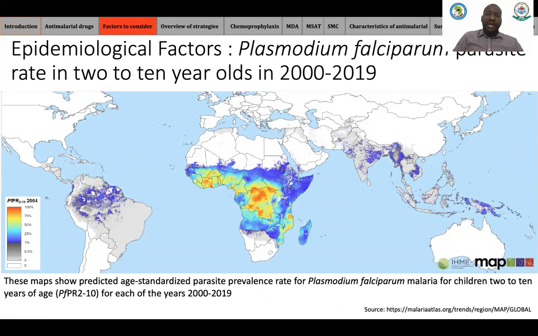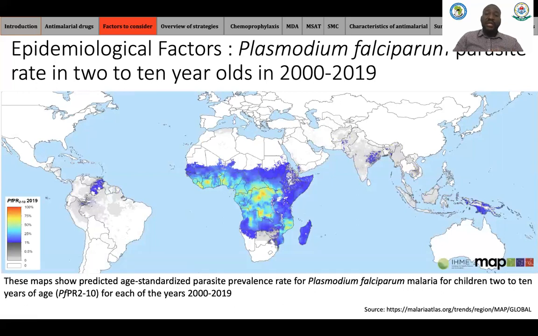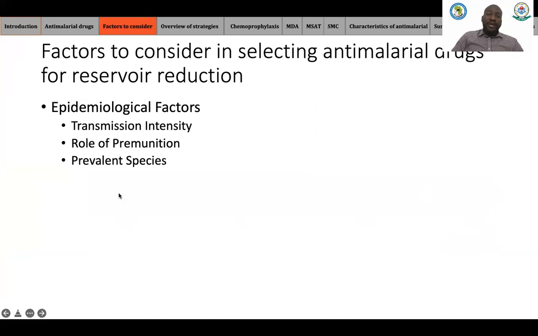The areas with high parasite rates are contracting. Many countries are moving from high to low. Some countries are even attaining elimination with zero transmission. You can see this here in Europe and the Americas, and in Africa it is also suggested to be getting better. So when you want to choose what antimalarials to use in this context, you need to take into consideration the epidemiological factors. Also, another important factor to consider is the prevalent species in that context.